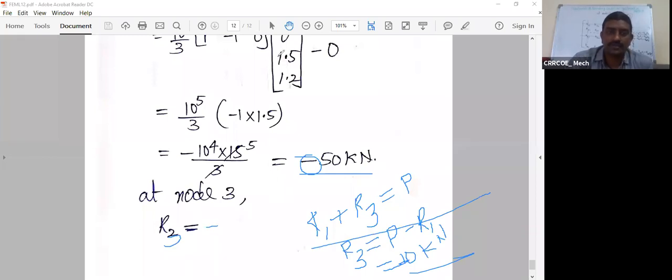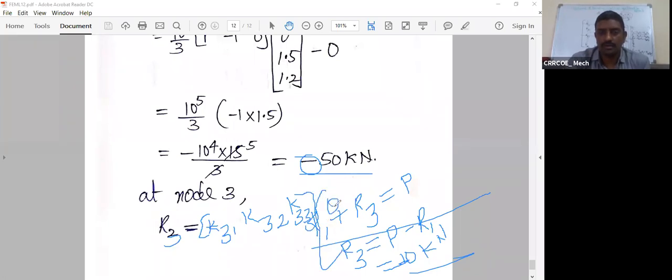Or else, if you want to do it by equation, you take the third row stiffness matrix elements. What are the third row elements? K31, K32, K33, multiplied with the nodal displacement vector Q1, Q2, Q3, minus the force F3. The force F3 at node 3 is 0.